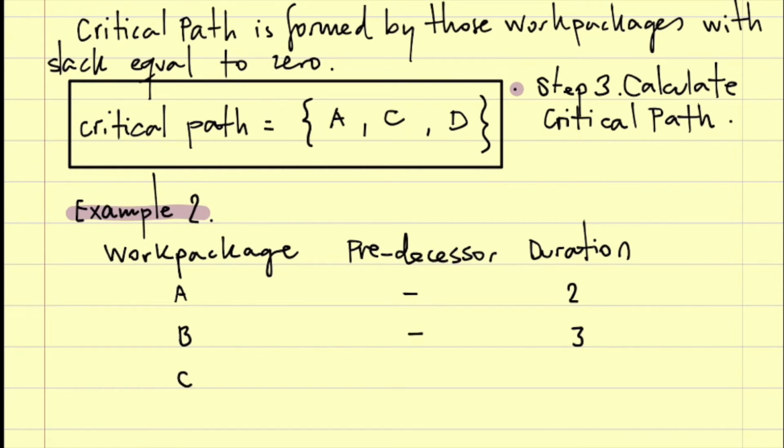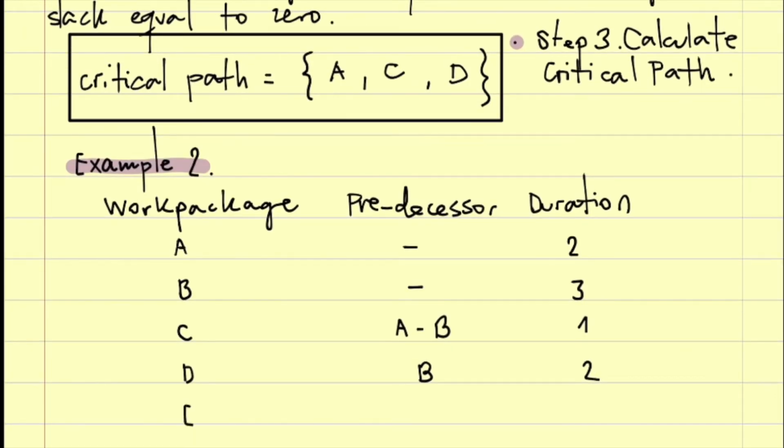C: predecessor A and B, and duration 1. D: predecessor B and duration 2.